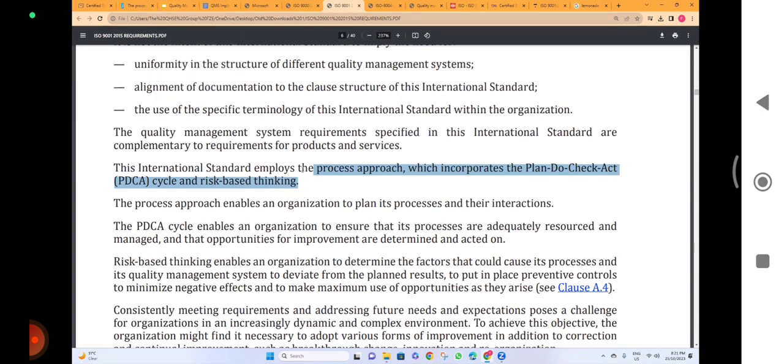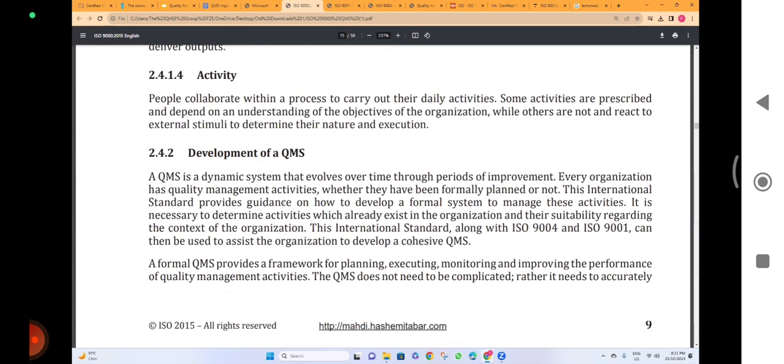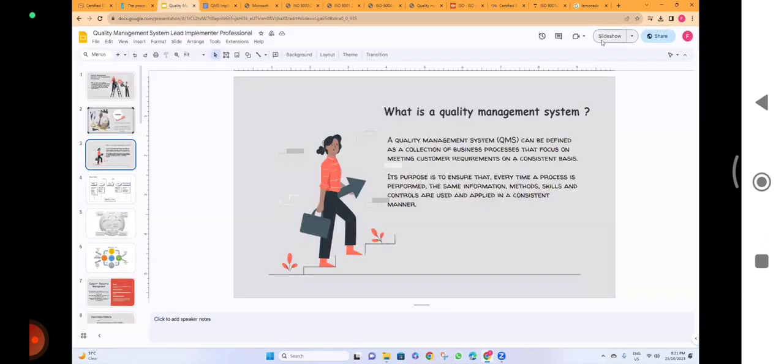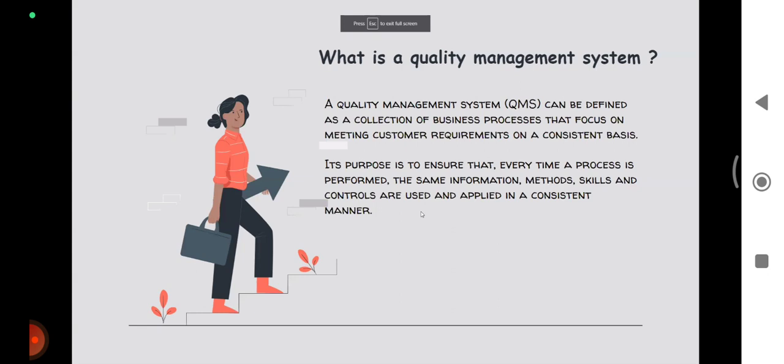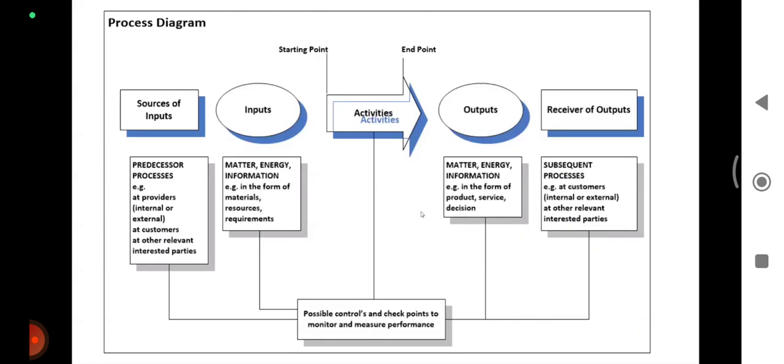From the process approach, the PDCA and risk-based thinking, that is where we are going to get the guidance on how we can develop a formal system to manage quality management activities. As we said, every organization has quality management activities. Your job is just to develop a formal system, and in order to develop this formal system, you have to follow this guidance. So right now, let me give you an overview of the process approach. The process approach, the PDCA and the risk-based thinking are the building blocks of ISO 9001. What gives ISO 9001 the ability to effectively meet those quality management principles? It's because of these things.